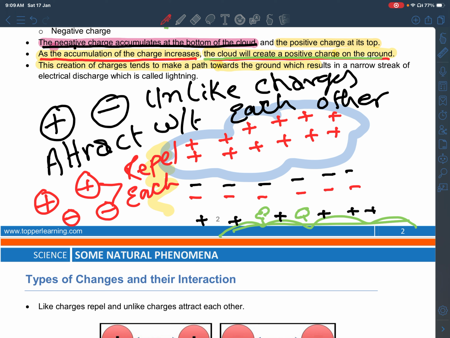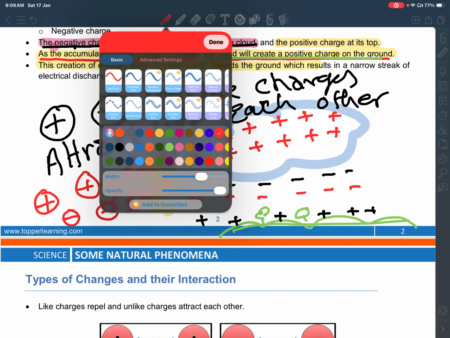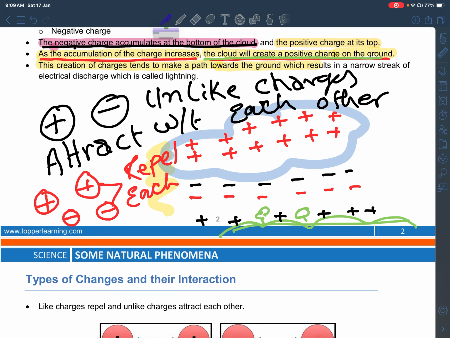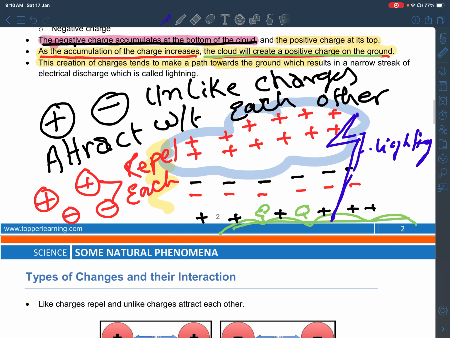So now, once again, this creation of charges tends to make the path toward the ground, which results in a narrow strike of electric discharge. It's called thundering or lightning. Narrow discharge like this. This is called lightning. I hope that you are able to understand.